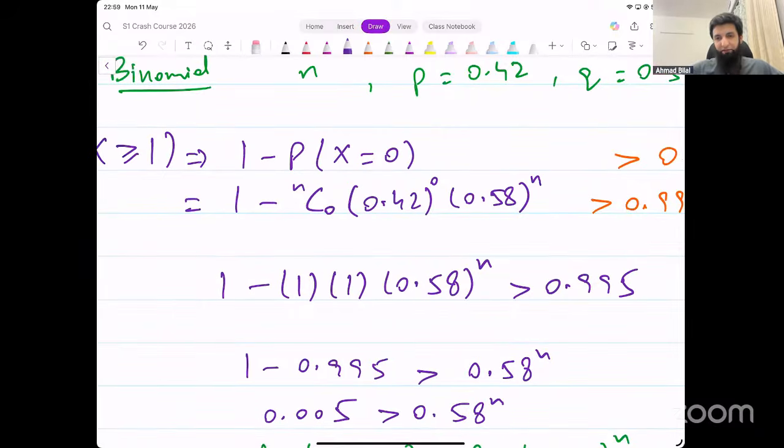0.005 greater than 0.58 raised to power n. How do you find the possible values of n from this? n is in the power. n is in the power.